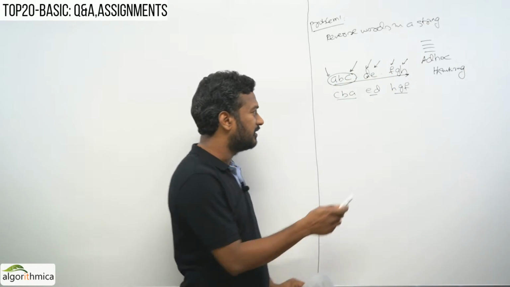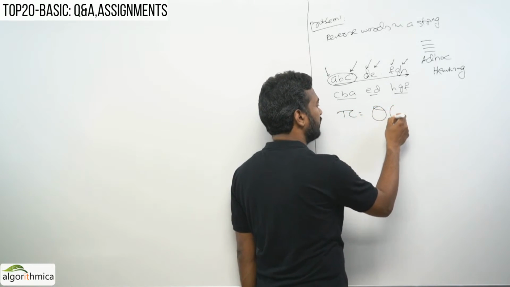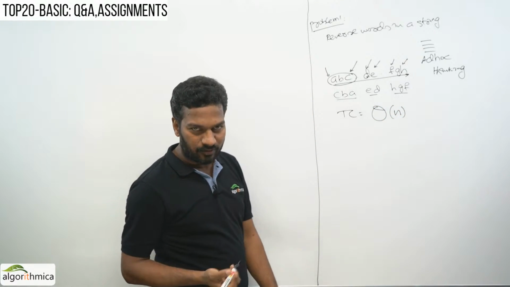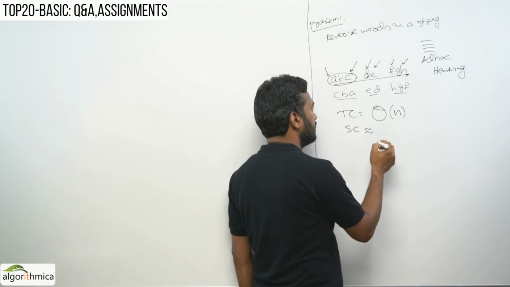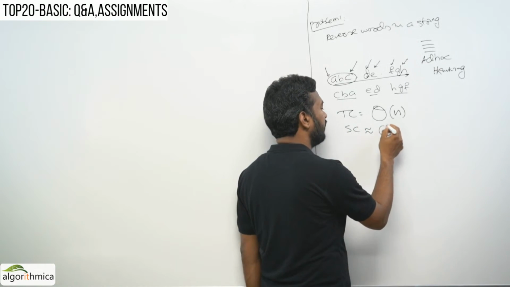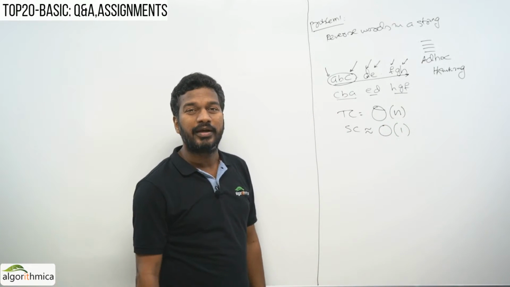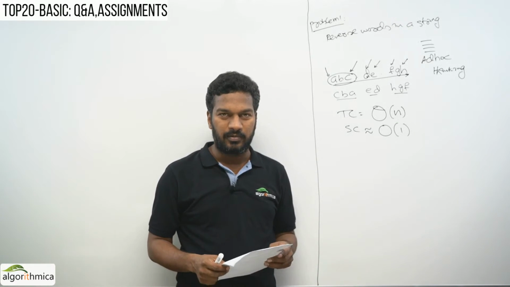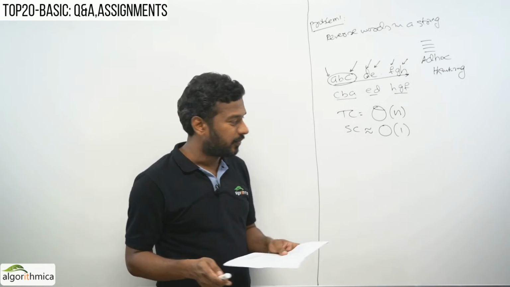Now the complexity of this is clear. We need at least one scan, so it's theta of n, and a constant multiple of n is enough. That's why we write theta of n. For space complexity, I'm not using extra space if the string is mutable. If it is immutable, then you may require extra space. That's the first problem. There's no other difficulty in it.